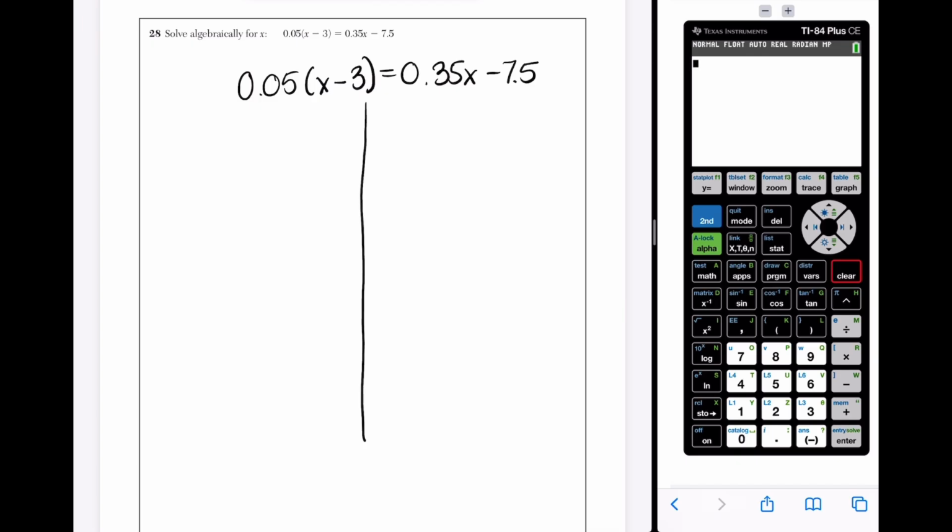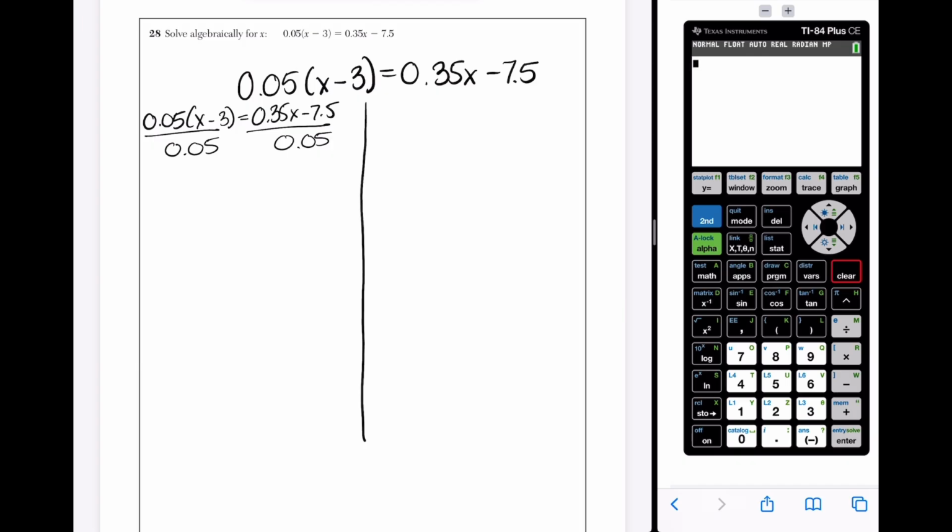What if I decided not to distribute? And what I mean by that is, here I have x minus 3 times 0.05 or 500. So instead of distributing, which I can do, what if I just divide by 0.05 here and 0.05 here. Now, why that matters, I'm going to show you in a second. What is the benefit is what I want you to think about.